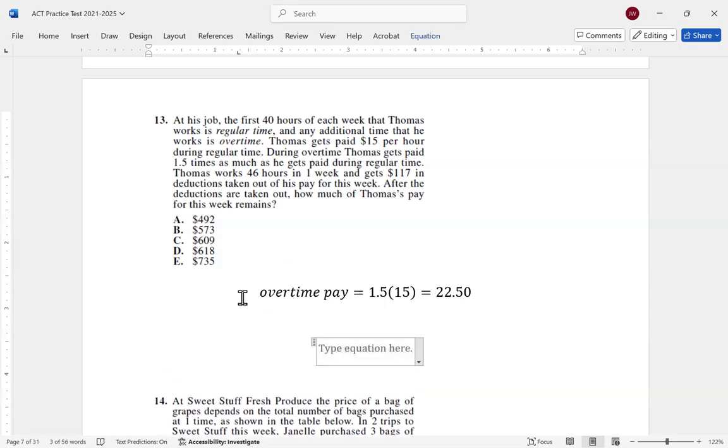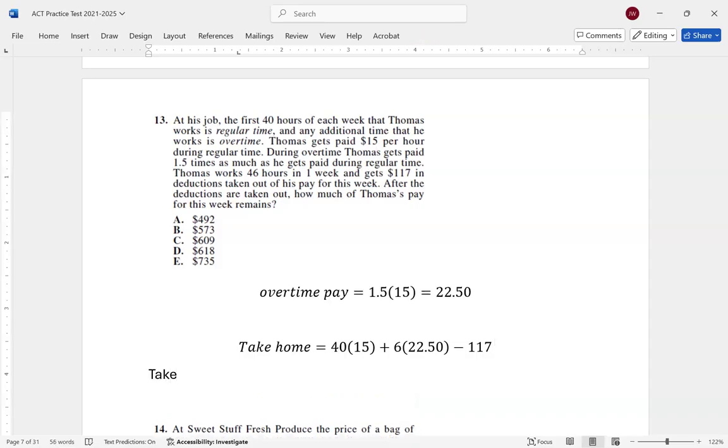Now I can calculate how much Thomas takes home. Since he works 40 hours at regular pay and an additional 6 hours at overtime pay, he takes home 40 times 15 plus 6 times 22.50. But then, I should say, he gets paid that, but then he gets $117 taken out. So the amount that he takes home is going to be just that calculation.